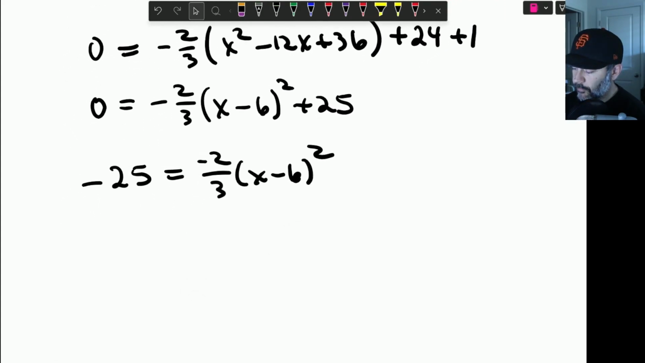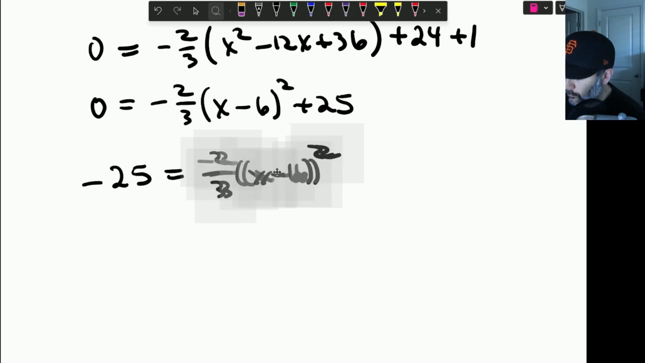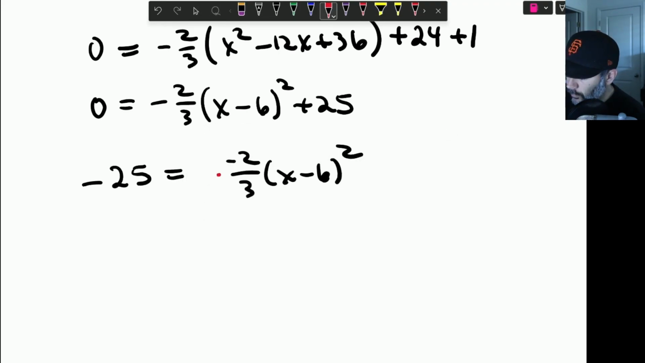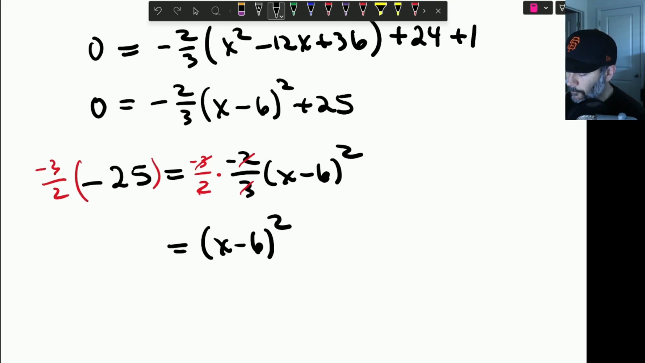Multiply both sides by negative 3/2. The 3's will cancel, the 2's will cancel, and the negative becomes a positive. So on the right-hand side, I'm left with x minus 6 squared. On the left-hand side, I'm left with 75 over 2.